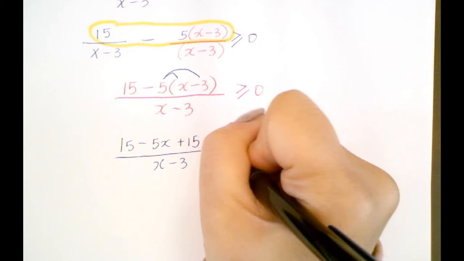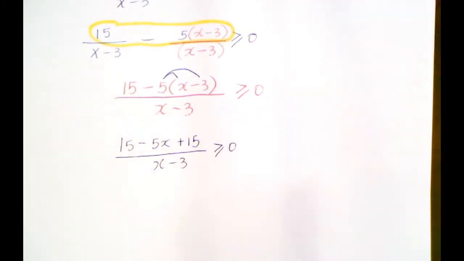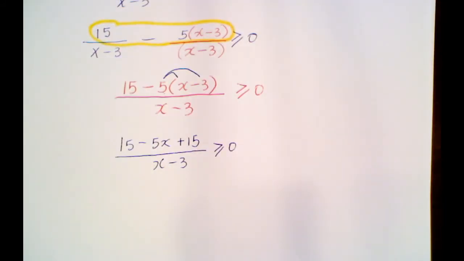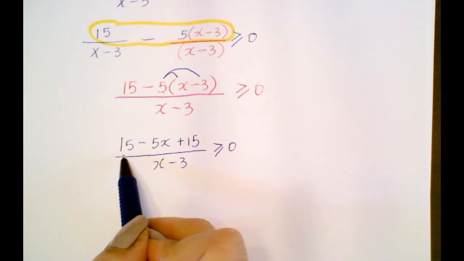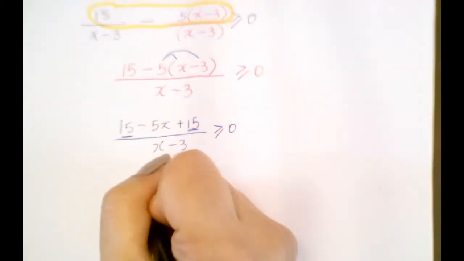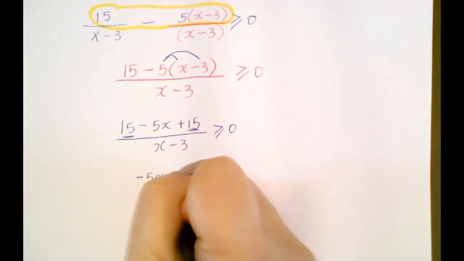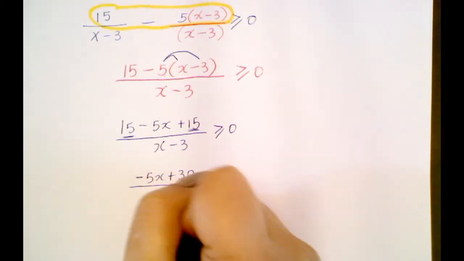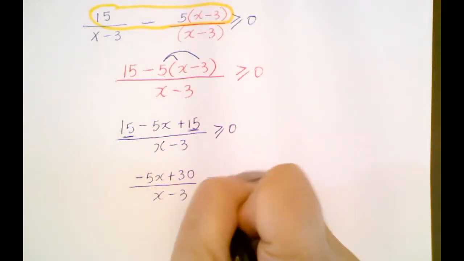X minus 3 is greater than or equal to 0. And let's simplify this. Notice the like terms. I have positive 15 and another positive 15. So that will turn into negative 5x plus 30 over x minus 3 is greater than or equal to 0.